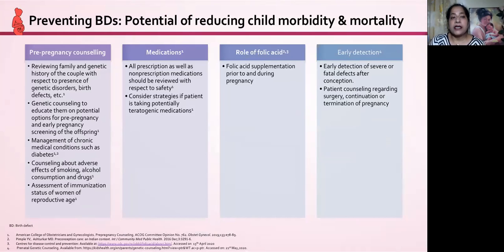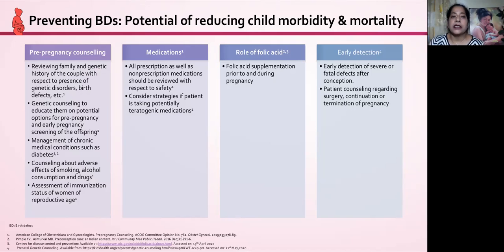Now, our concern is the prevention of these birth defects because of the potential of preventing morbidity and mortality. This can be done in these four ways: pre pregnancy counseling, reviewing the family and genetic history of the couple in respect to genetic disorders and birth defects, genetic counseling to educate them on the potential options for pre pregnancy and early pregnancy screening of the offspring, management of chronic conditions like diabetes, counseling about adverse effects of smoking, alcohol, and drugs, and assessment of the immunization status of women.